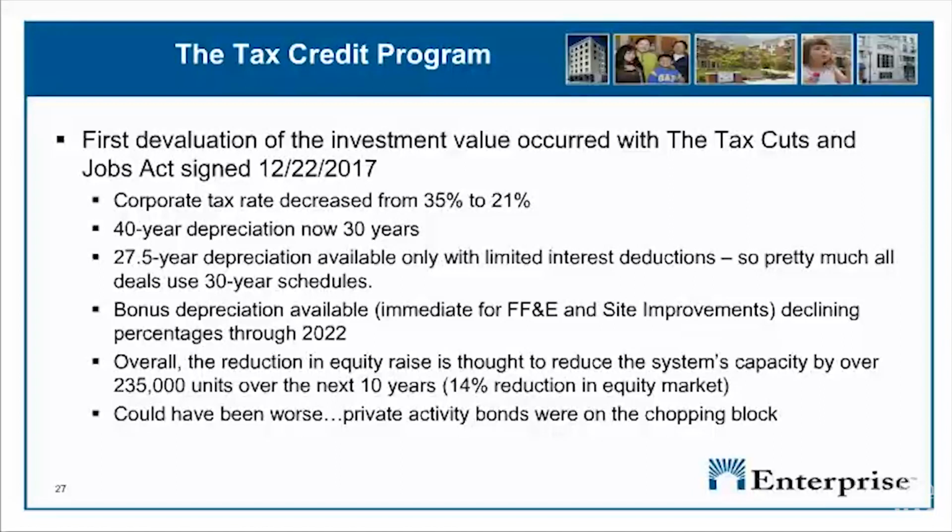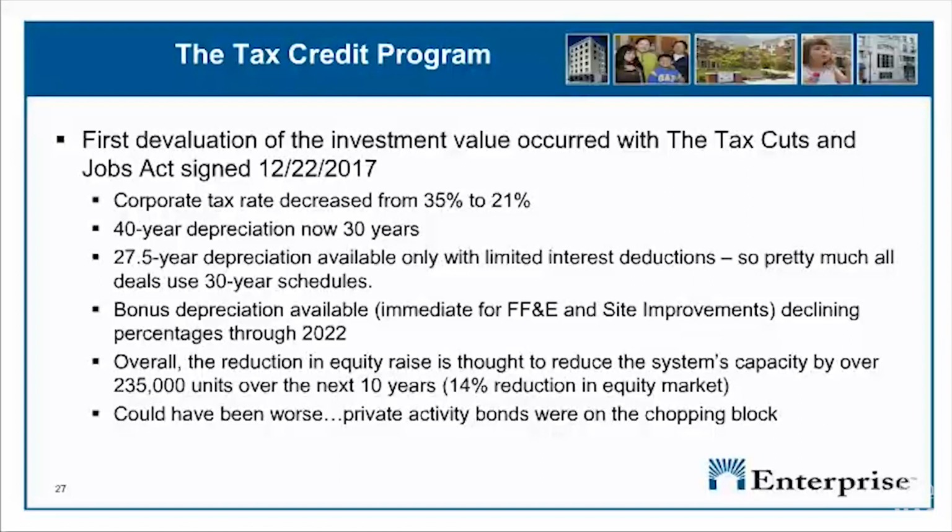One of the things that was implemented with the Tax Cuts and Jobs Act was to add bonus depreciation. So that means writing off immediately the furniture, fixtures, and equipment and site improvements. Though that 100% depreciation in year one will decline over time. So by 2022, the speedy depreciation is no longer available. But that speedy depreciation should help returns. Turns out it's not always a good thing for every investor.